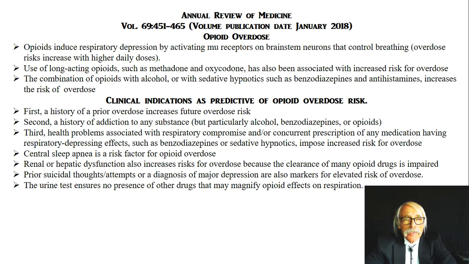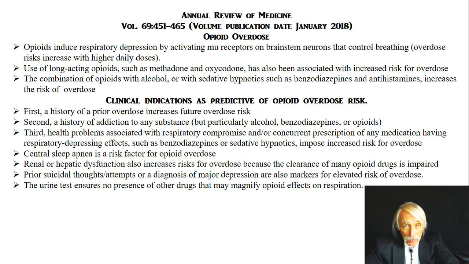And this paper is not talking about opioid receptors, but opioid overdose. I'm going to complete our talk today using this paper and a few other papers, which you'll see references for. Okay, what are we saying here? Opioids induce a respiratory depression by activating the mu receptor on the brainstem neurons that control breathing. The overdose risks increase with higher daily doses, so it will kill you.